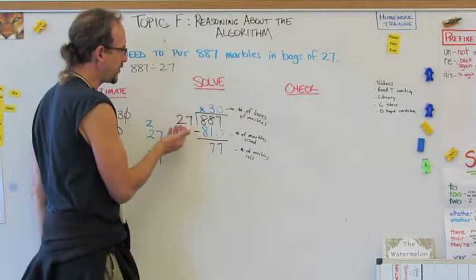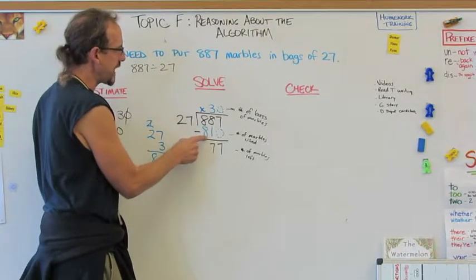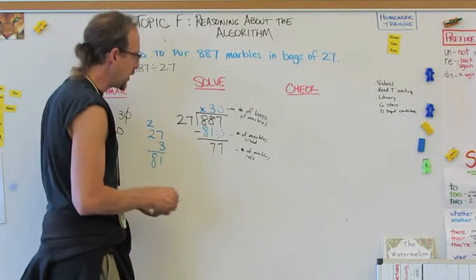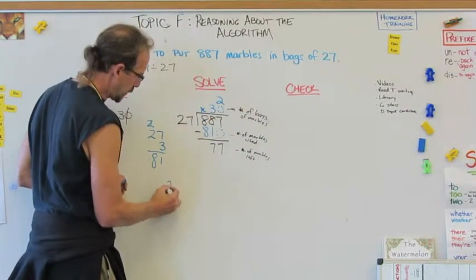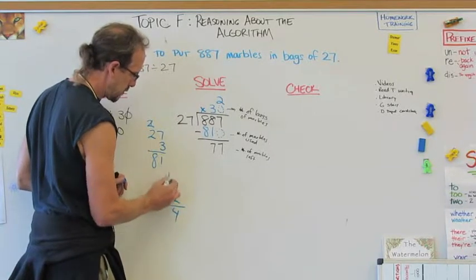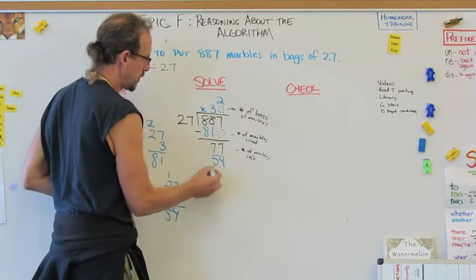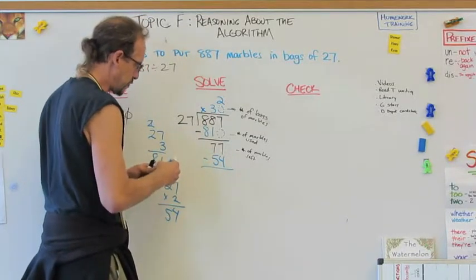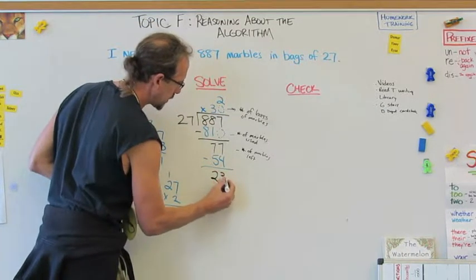So we take our 27, we divide it into 77, and I know that 27 times 3 is 81, so it's probably going to be 2, because 3 is too many. And then over here I might do the actual multiplication if I didn't know it. And that would be 54. And then I would subtract, and I would get 23.